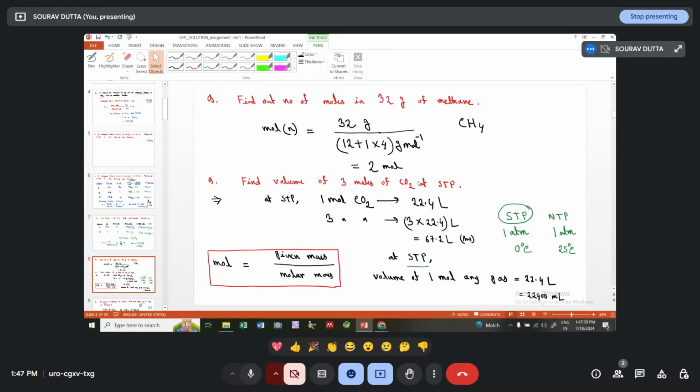Next question. Find out the number of moles in 32 gram of methane.